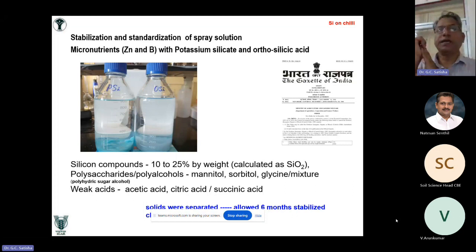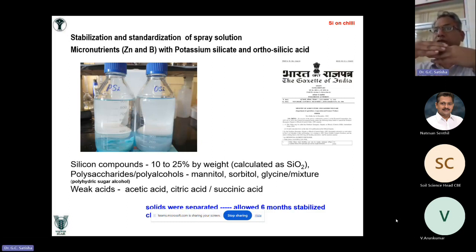But at the same time, when you go for a foliar application, we should maintain a pH of 5.5 to 6.5. Stabilizing this pH is most important. So there we have used some weak acids. Acetic acid is highly volatile, unstable in nature, so now we are avoiding it. Now we are taking up citric acid and salicylic acid, where we can stabilize the compound.